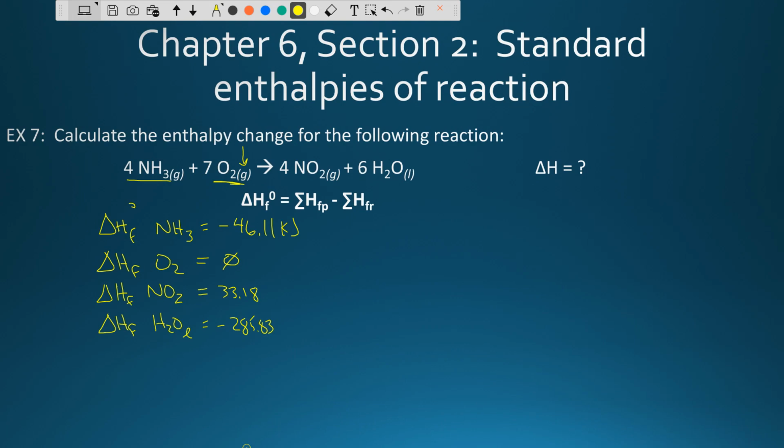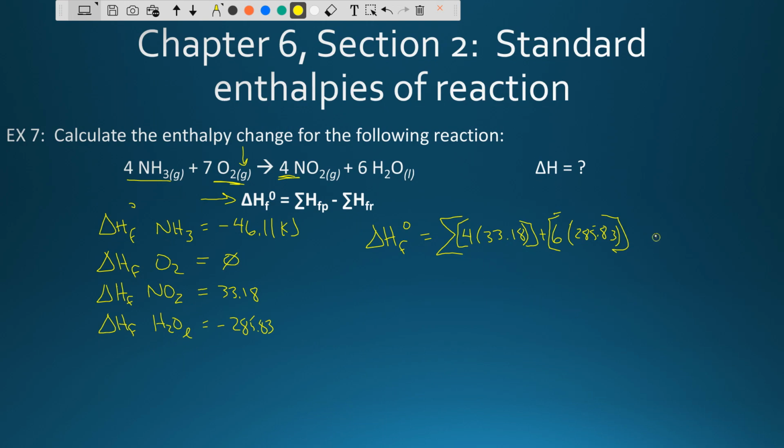Okay, so now let's apply my formula for figuring out the total of all of this. My heat of formation for the entire equation is going to be the summation of everything that we've got here. Well, I have my products. I have 4 times my nitrogen dioxide, that was 33.18, plus my water. That's 6 times the negative 285.83.